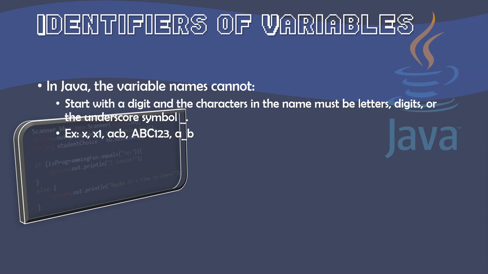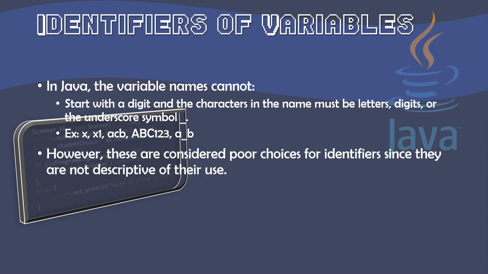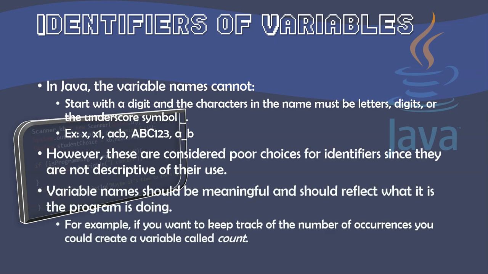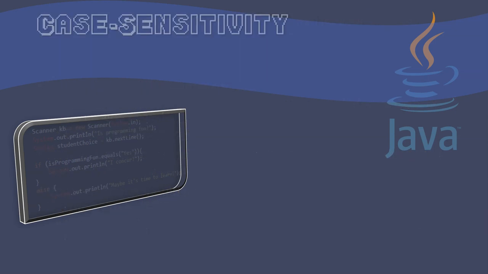Now, as I've mentioned previously, these are not meaningful names. They don't actually carry much value to us as a programmer. And therefore they're considered poor choices for identifiers because they're not descriptive of what they're being used for. Variable names, again, should be meaningful and they should reflect what the program is doing. So let's say I want to keep track of the number of occurrences within a program. Maybe I'm counting something. Well, I can create a variable called count, and that would be a very appropriate name for that variable.